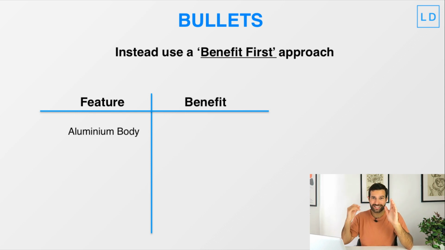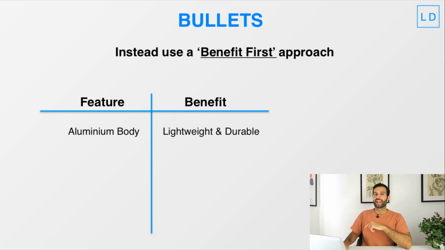What you would want to instead do, by leading with a benefit first approach, is that the first part of the bullet point in capitals would say lightweight and durable. Straight away, you're drawing the customer's eyes to the benefit that this product is going to bring to them, the benefit that this feature of the product is going to bring to them. So let's look at a couple more examples.